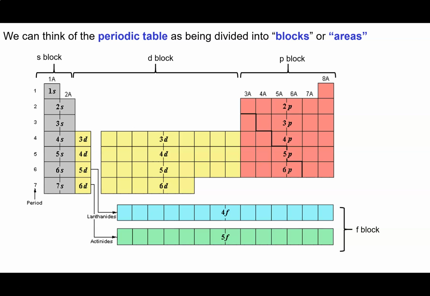So we often think of the periodic table, as I said, as being divided into blocks or areas. Because we've got these group numbers and these period numbers, we can actually go one better in identifying what that last electron is going to be. Because we know that the period number tells you the highest shell, and the group number tells you the number of outer electrons.